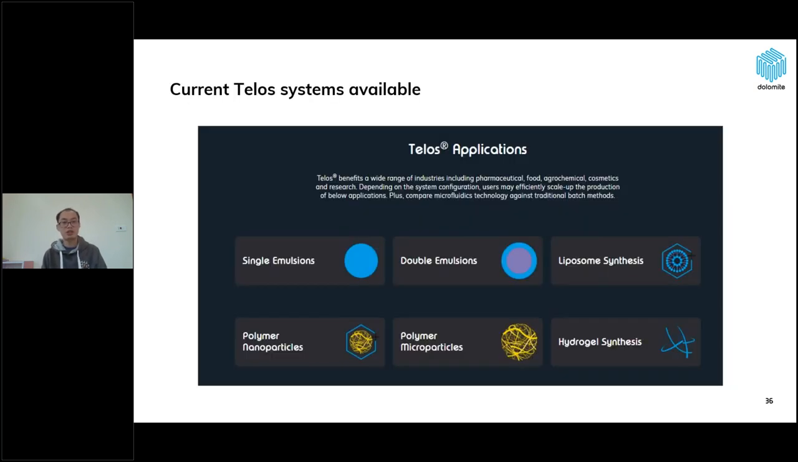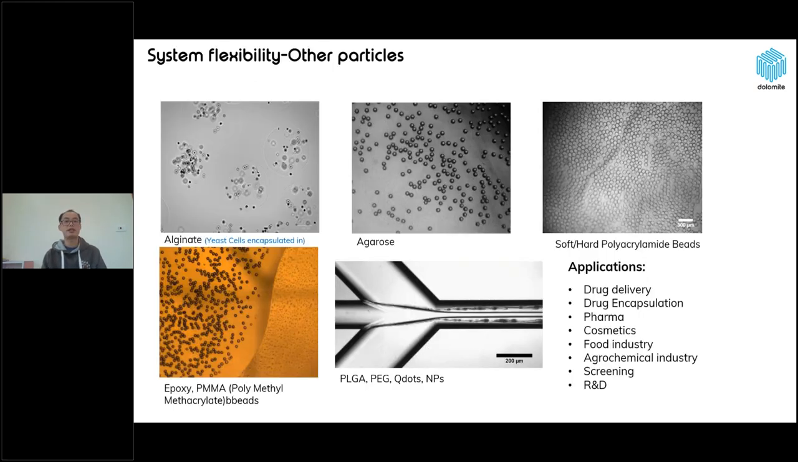This slide shows the current Talos systems available with specific applications, which shows that not only hydrogel synthesis can be done with Talos. We can use Talos for single emulsion, double emulsion, liposome synthesis, and polymer nanoparticle and polymer microparticle synthesis as well. For system flexibility, with the modularity of the system, we have not only alginate, agarose or polyacrylamide based synthesis, we also have epoxy or other polymer based synthesis, for example PLGA or PEG, and quantum dot nanoparticles, for many varieties of applications.